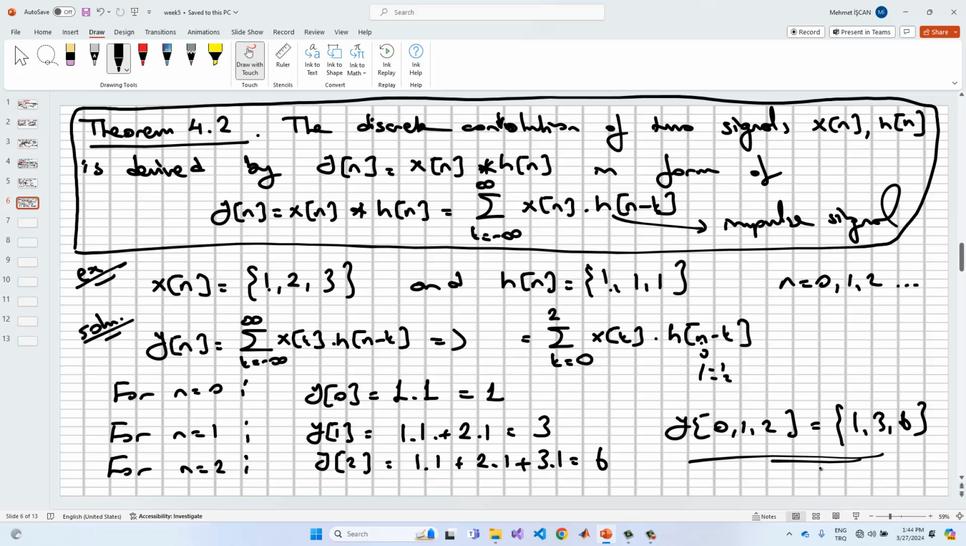Because this is an arbitrary, random example, but in every case that might not be the condition of these terms. Okay? This is the basic idea for calculating the discrete convolution.